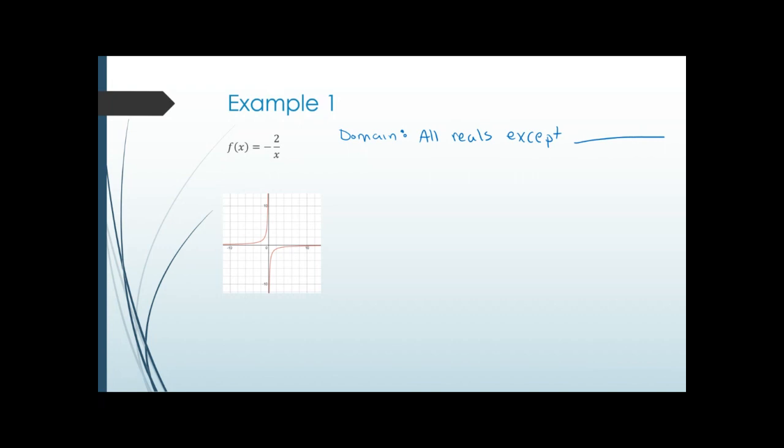So I'm going to just leave that blank, and let's take a look at the vertical asymptote. So the vertical asymptote, that is where your denominator is equal to 0. So your denominator d of x is equal to 0. In this equation we have x as our denominator. So x is equal to 0. That means our vertical asymptote is x equals 0.